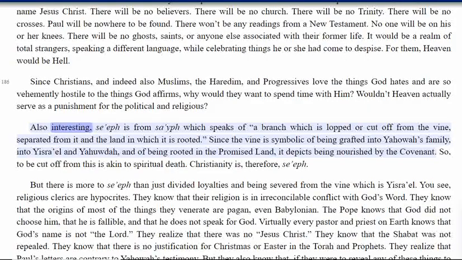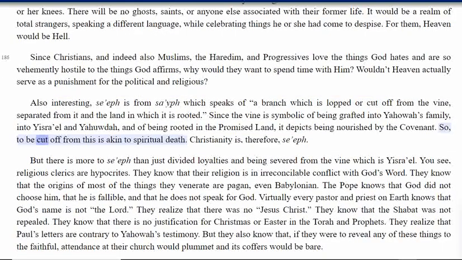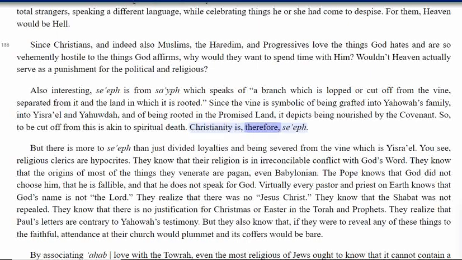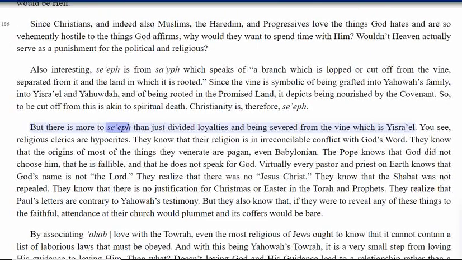Also interesting, Sif is from Seif, which speaks of a branch which is lopped or cut off from the vine, separated from it, and the land in which it is rooted. Since the vine is symbolic of being grafted into Yahowah's family, into Israel and Yahweh, and of being rooted in the promised land, it depicts being nourished by the covenant. So, to be cut off from this is akin to spiritual death. Christianity is, therefore, Sif.